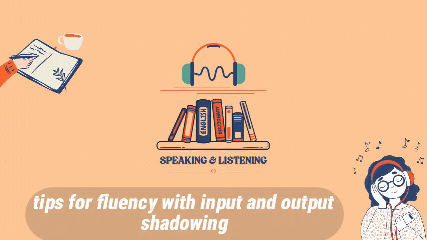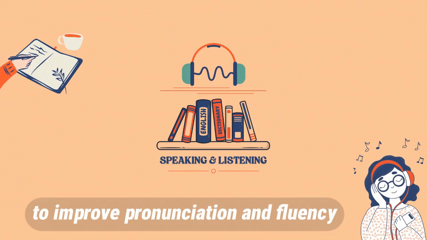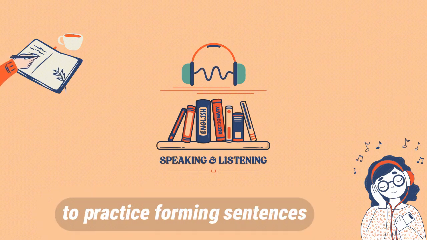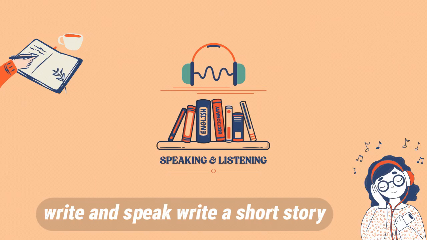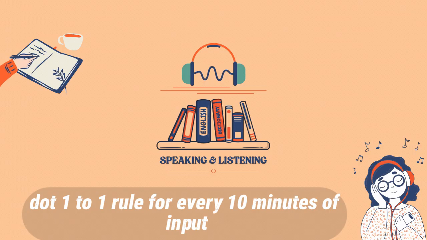Tips for fluency with input and output. Shadowing: listen to a sentence and repeat it immediately to improve pronunciation and fluency. Speak after reading: summarize an article aloud to practice forming sentences. Write and speak: write a short story, then read it aloud to reinforce both skills. 1-to-1 rule.